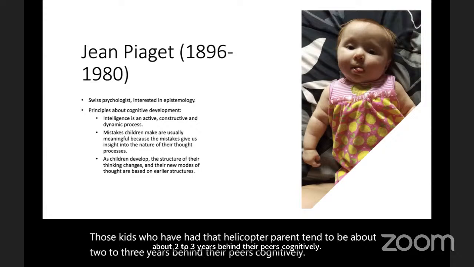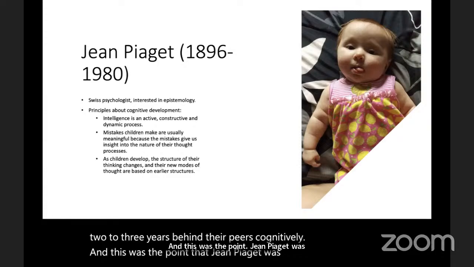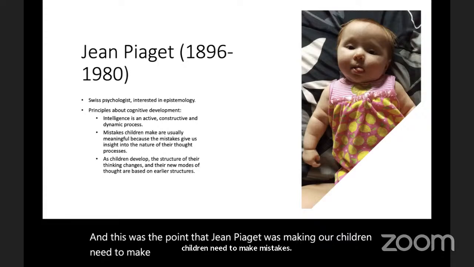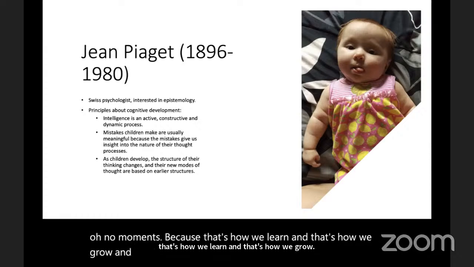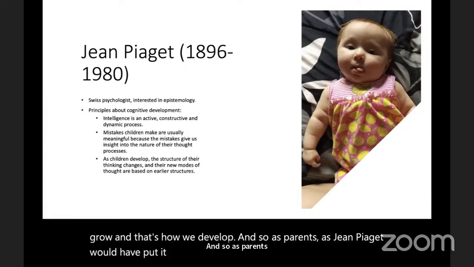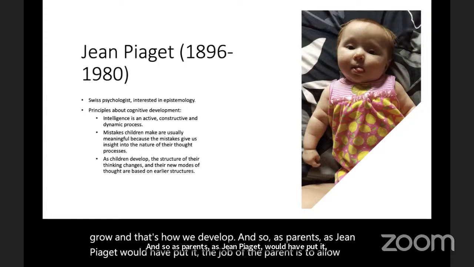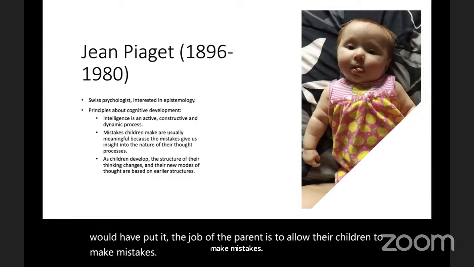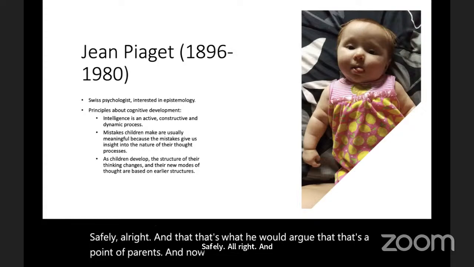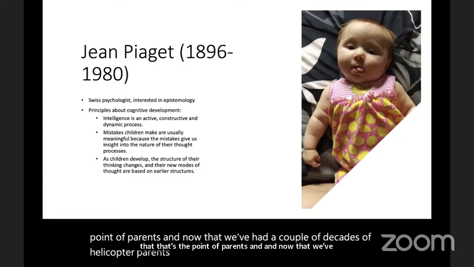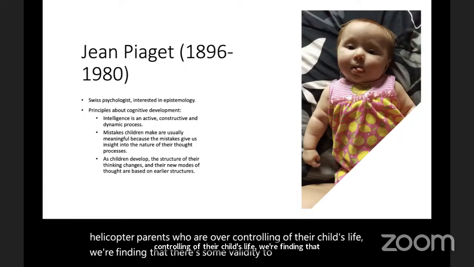And this was the point that Jean Piaget was making. Our children need to make mistakes. They need to have ouchies and oohs and oh no moments because that's how we learn and how we grow and how we develop. And so as parents, as Jean Piaget would have put it, the job of the parent is to allow their children to make mistakes safely. All right. And that's what he would argue is the point of parents. And now that we've had a couple decades of helicopter parents who are over controlling of their child's life, we're finding that there's some validity to what Piaget was saying.